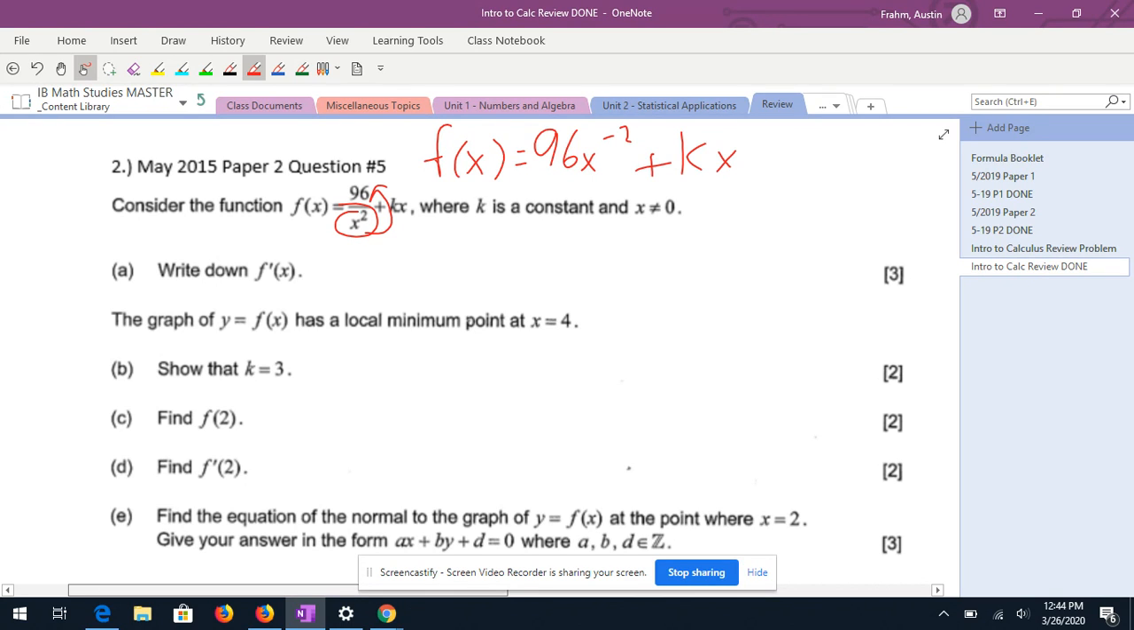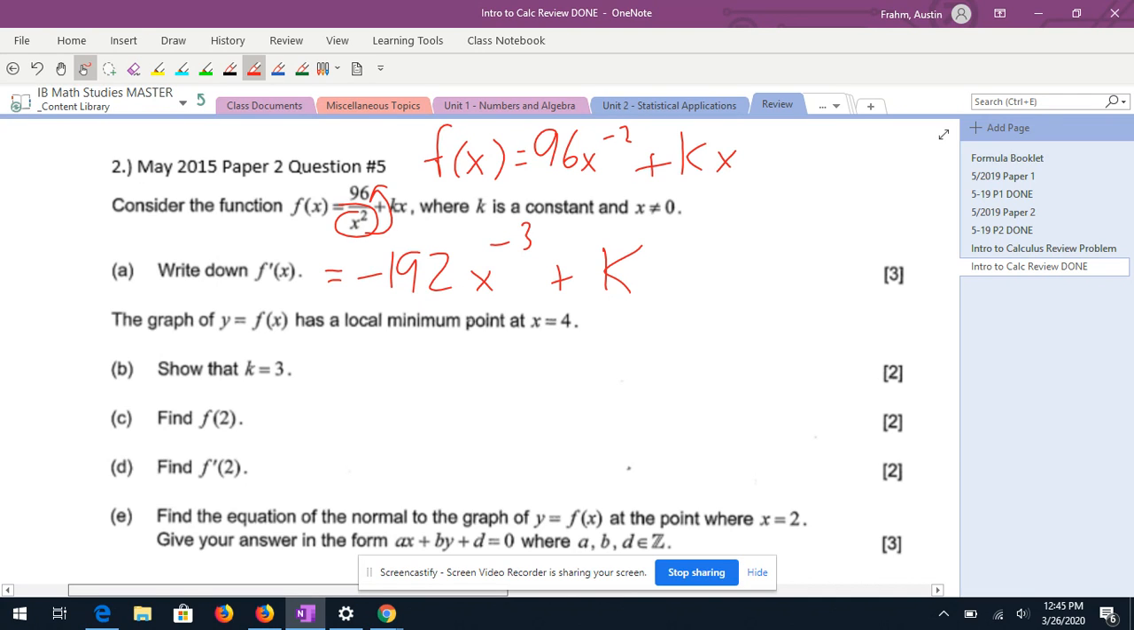If I were to take the derivative of 96x to the negative second, I would get negative 192x to the negative third, because negative 2 minus 1 is negative 3. And the derivative of kx, since it's just an x term, is the number in front of x, which in this case is k.